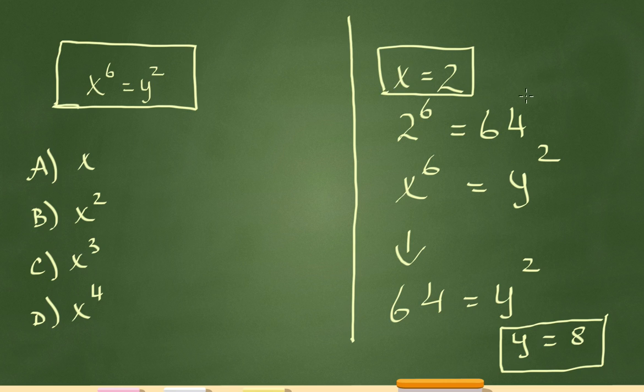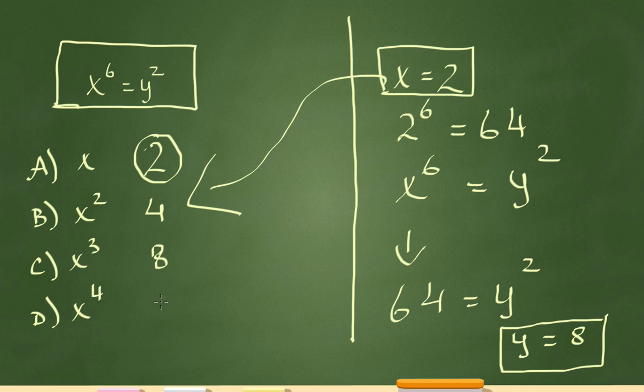The question is saying what is y in terms of x. So that's really saying plug your x into all your answer choices there and see where you get y, which is 8. So let's go to A. A is just saying 2. B is saying 2 squared, which is 4. C is saying 2 cubed, which we know is 8. And 2 to the 4th is 16. My answer's got to be C.